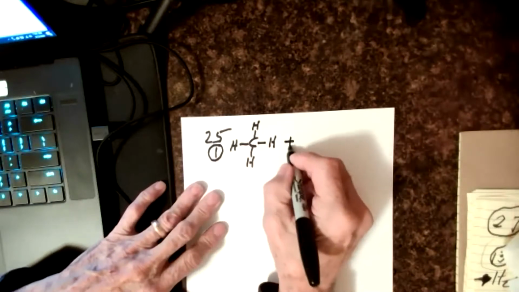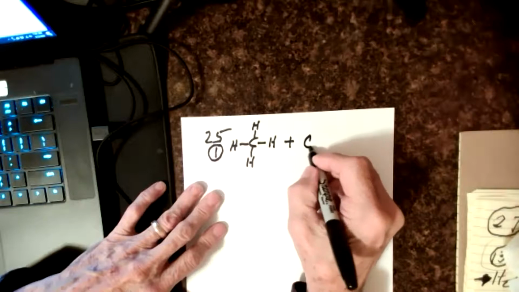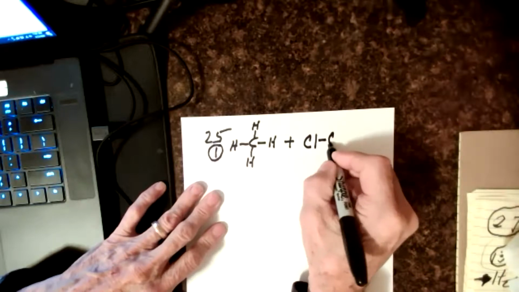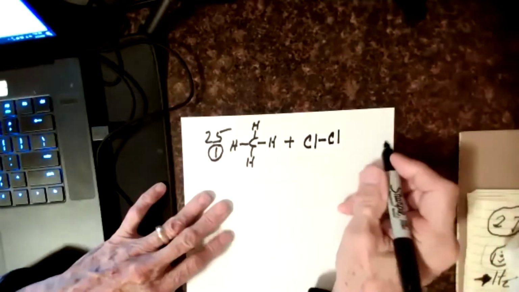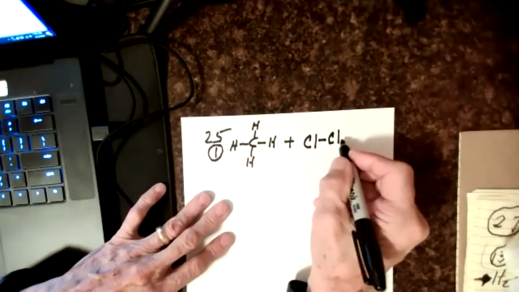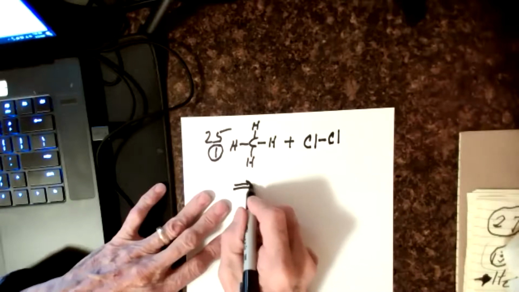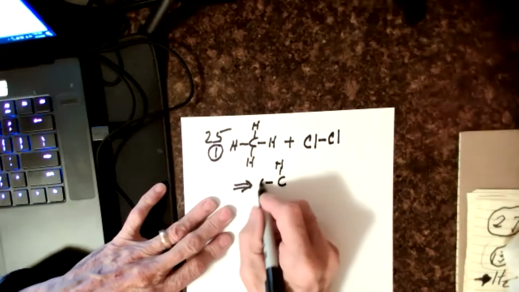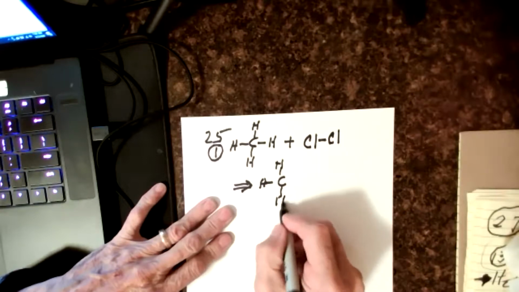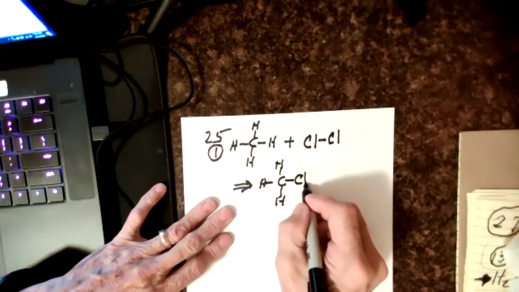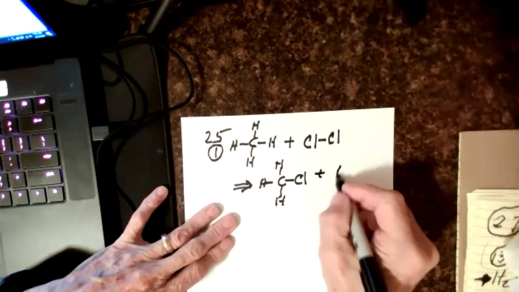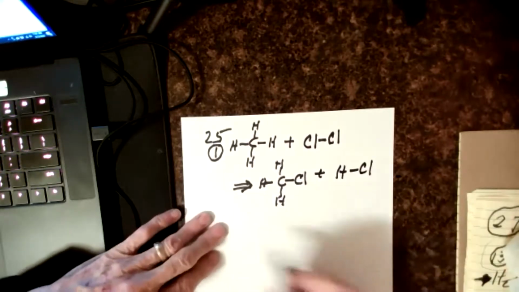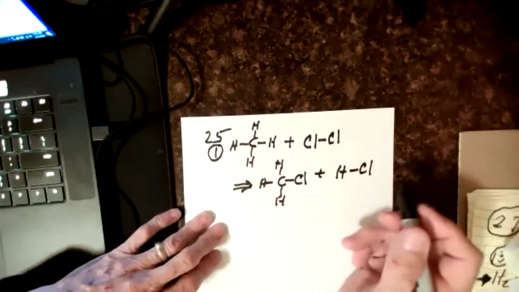I'm going to react that with Cl2. Chlorine's in group 7. It forms 1 bond with 3 lone pairs, and I'm just interested in the bond. So it's Cl2. So these are my reactants. The product that I'm going to make is CH3Cl plus HCl. Okay. Now, if I'm looking at this, here's what I'm going to make.